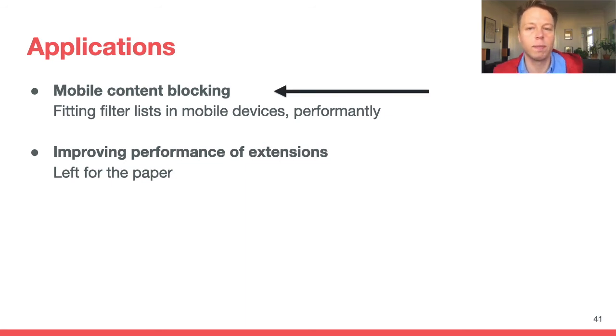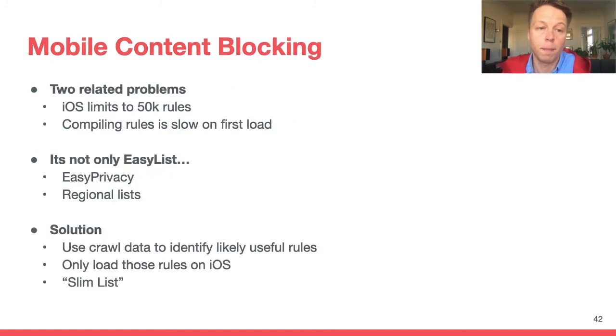The first way we're able to apply our findings is to the problem of content blocking on mobile devices. On iOS, for example, the platform limits the number of rules you can apply to 50,000, which is a problem because EasyList itself has 70,000 rules in it. Not only is there a numeric limit, but also a performance limit. The first time you load the rules, you have to compile them into a binary format on the device, and this can be very slow and an unpleasant experience for users.